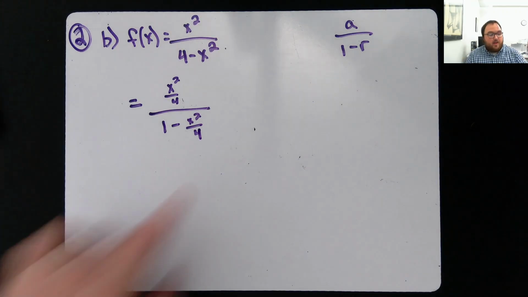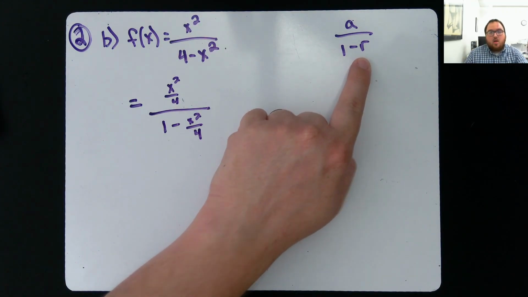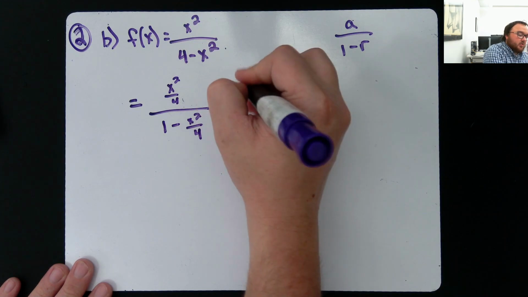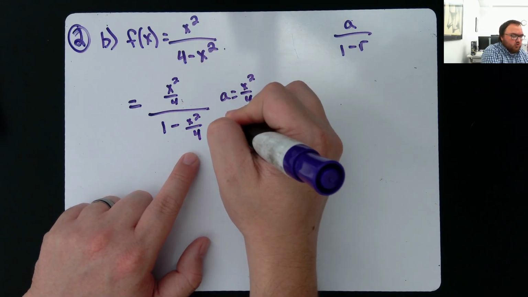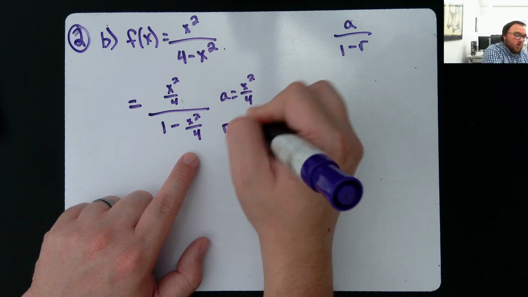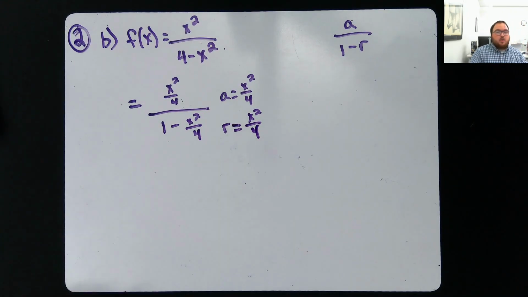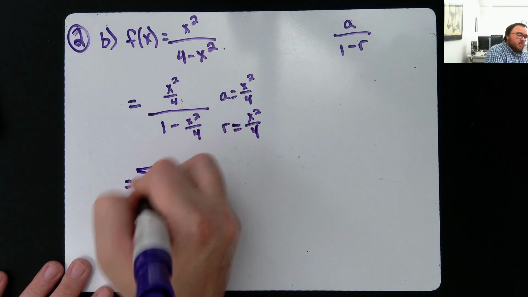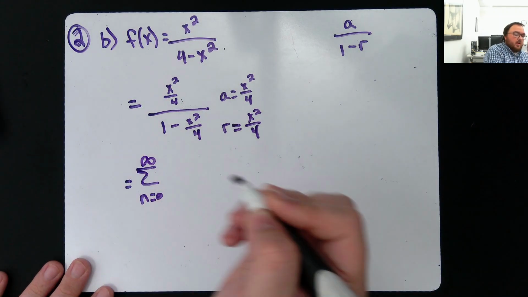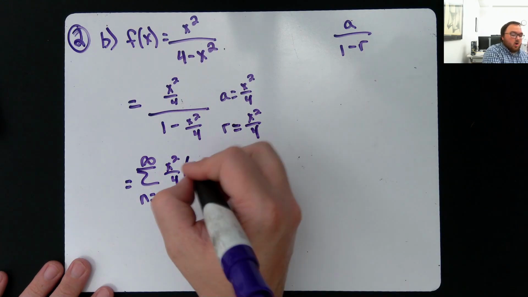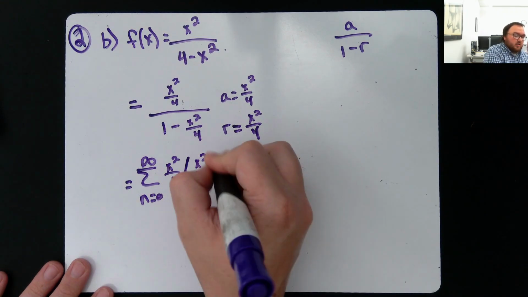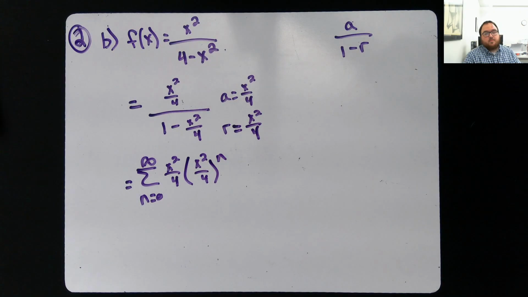So now it looks how this one does. Our top is our a, which is x squared over 4. The radius is what's being subtracted, which is also x squared over 4. So the series is going to be n equals 0 to infinity, a was x squared over 4 times r was x squared over 4 to the n. Easy as that. But now we need to find where it converges.